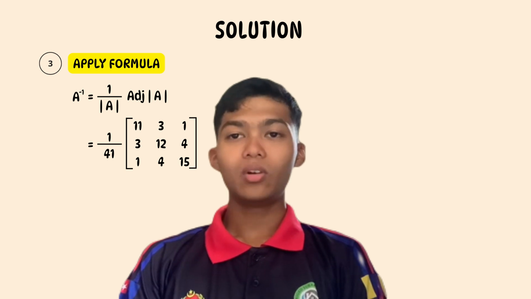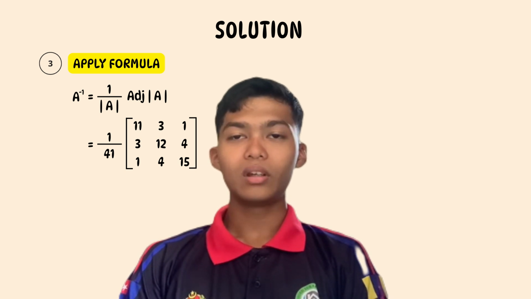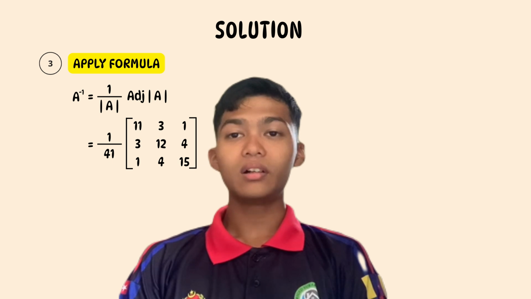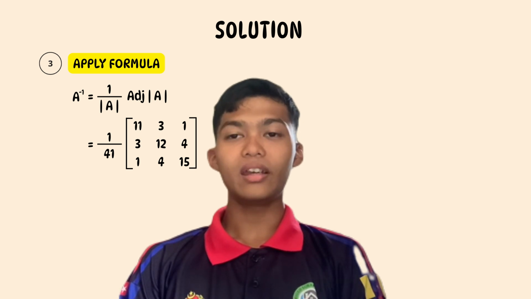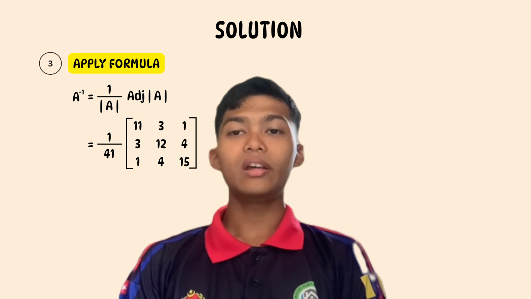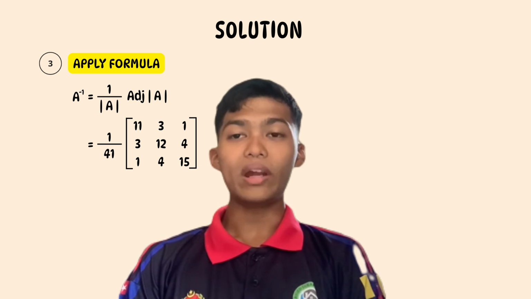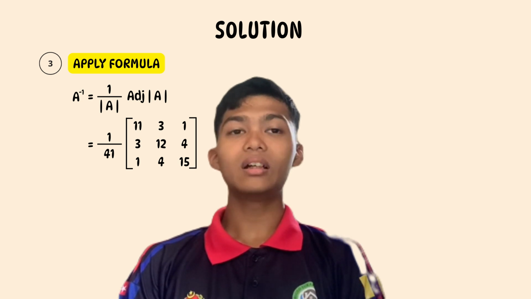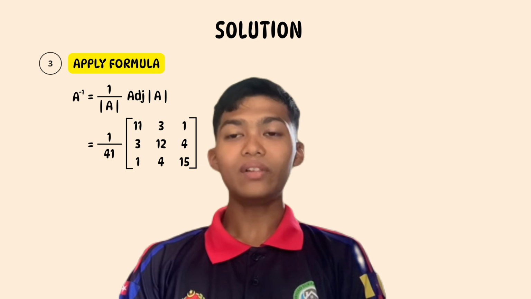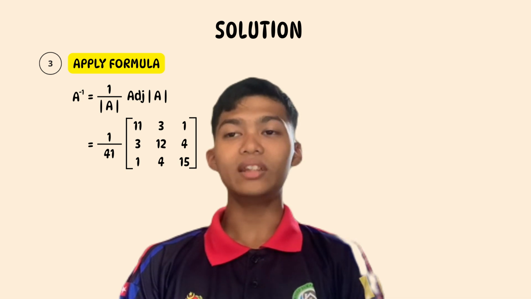For the last step, we apply the formula. The formula is A inverse equals 1 divided by determinant A times adjoint A. Then we substitute the values and we will get 1 divided by 41 times the 3 by 3 matrix 11, 3, 1, 3, 12, 4, 1, 4, 15.